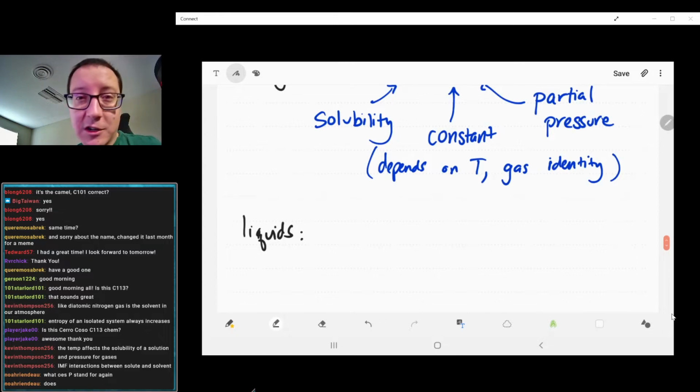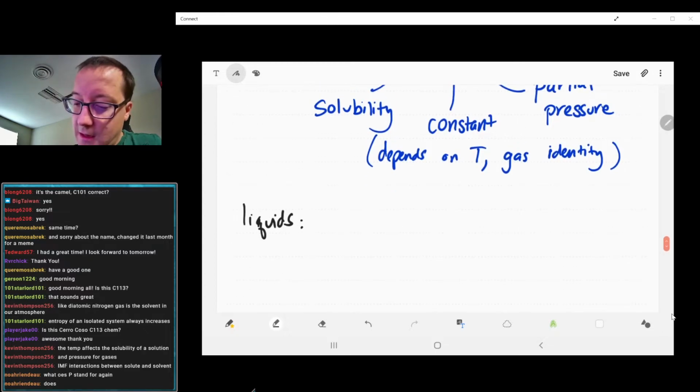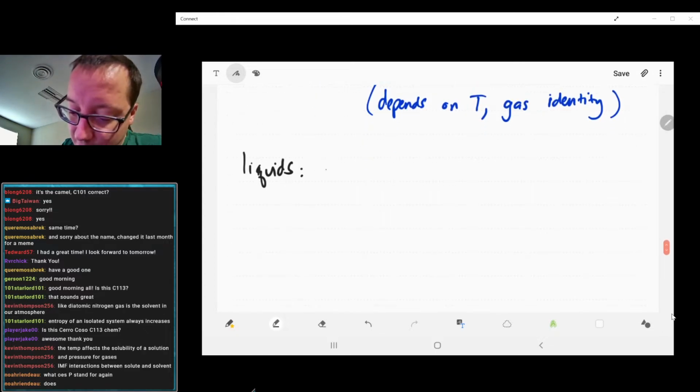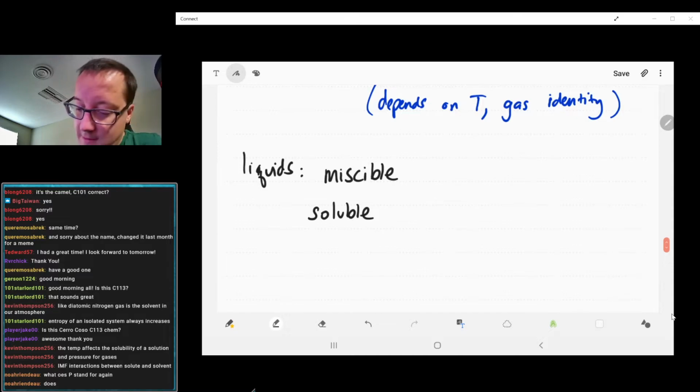We have special terms for these. We're going to have miscible versus soluble versus immiscible. Ew, that's really awful. Let me fix that.